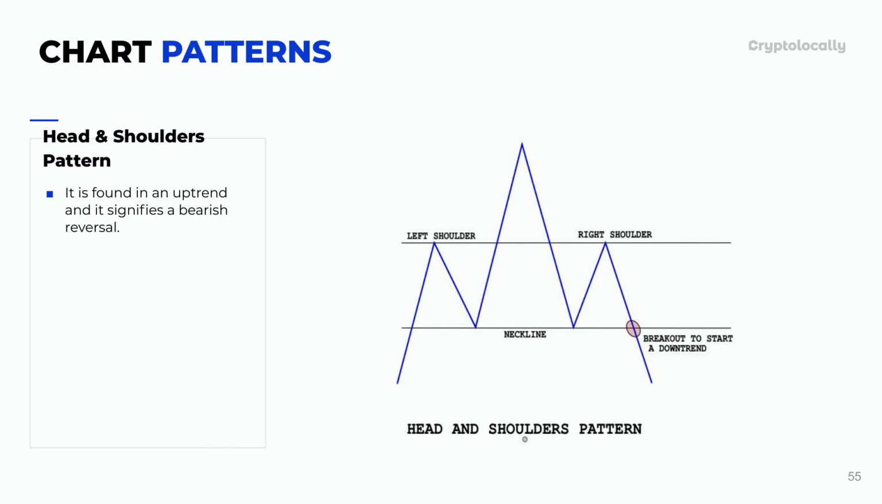The next one we're going to be checking out is head and shoulder pattern. This head and shoulder pattern looks like this. There's a left shoulder, there's the head, the neckline, and the right shoulder. And I'm going to be showing you in a real life scenario. This kind of formation is found in an uptrend and it signifies a bearish reversal. And once something is bearish reversal, it signifies that price is about to drop. So let's check it out in a real life scenario.